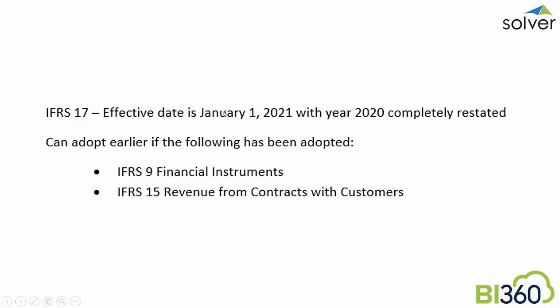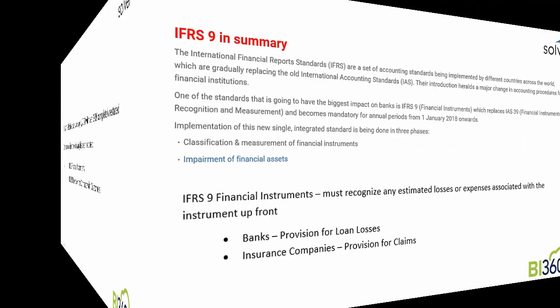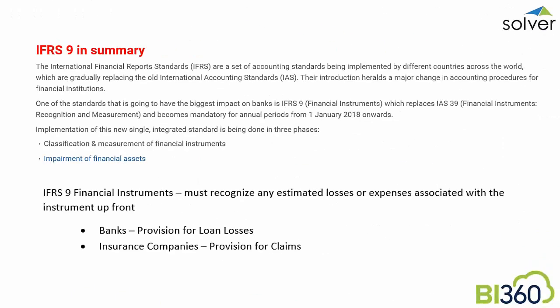As we're going to see later on, when you first implement, it can have a huge impact, especially if you didn't have 9 and 15 in place already. If you already have 9 and 15 in place, basically providing for claims already and deferring income already, you've effectively met 17. All right, let's talk about IFRS 9, or the claims piece of the standard.